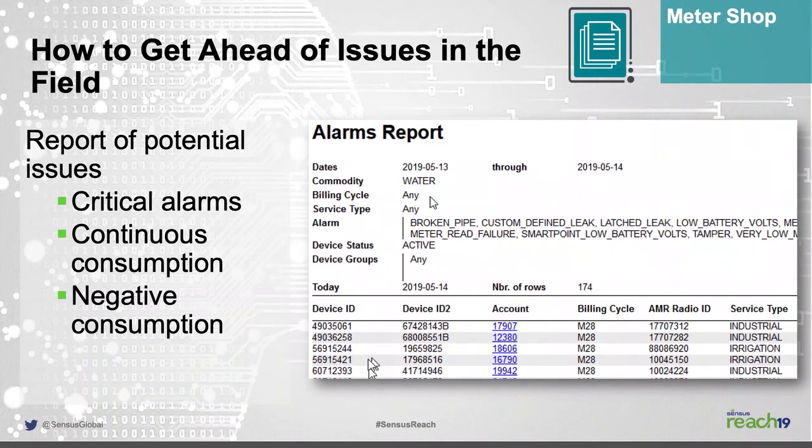And there's a couple other reports as well that are very helpful. So we have a continuous consumption report for customer leaks that's configurable on the thresholds, and also negative consumption, right, where maybe there's potential theft or the meter was installed incorrectly, or other issues. So this is a great way to keep the meter shop informed and send the data directly to them.